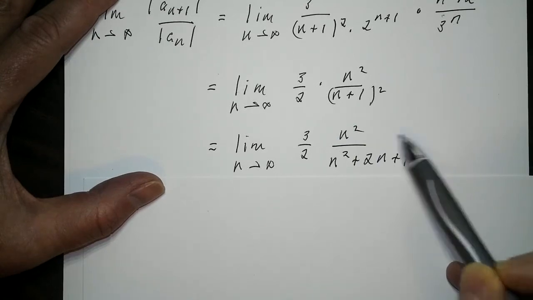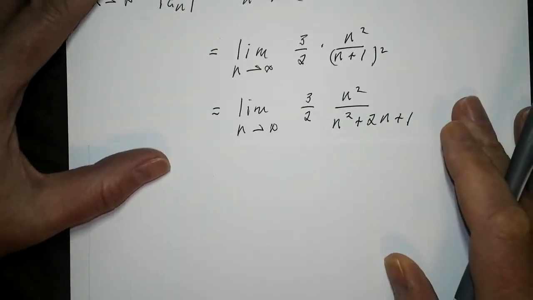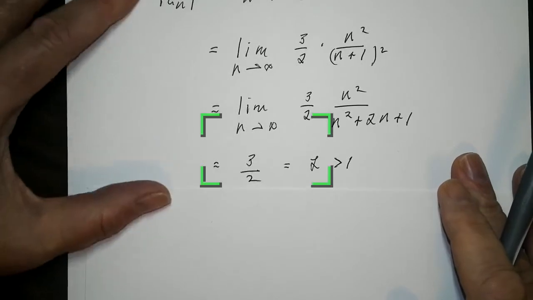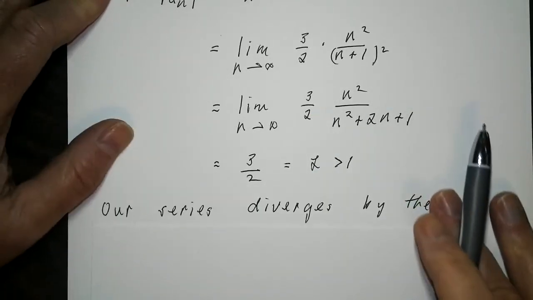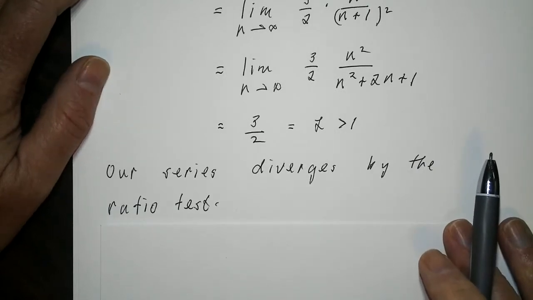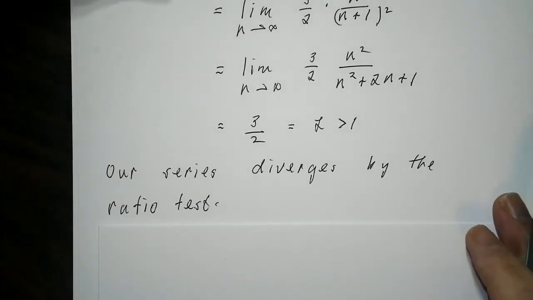Another way to do it would be to use L'Hopital's rule. So the limit is 3 halves. That's our L value. That's greater than 1. So that says that our series diverges by the ratio test.